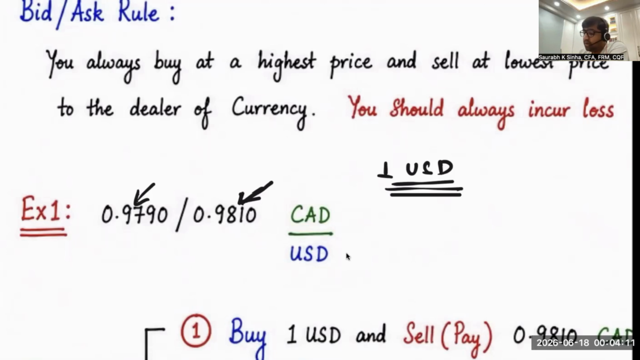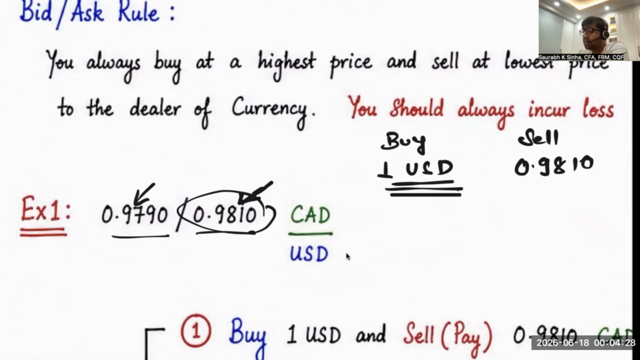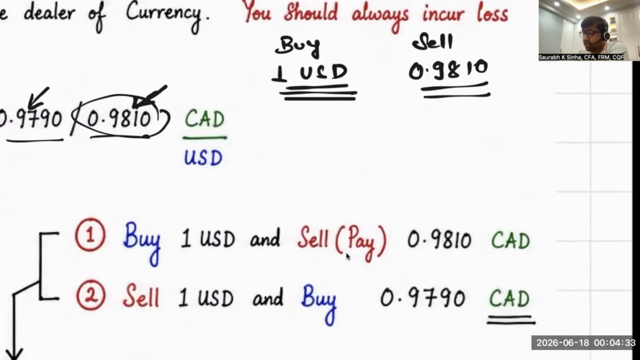If you want to buy 1 USD, then you need to sell higher CAD. Which one of them is higher? This one. So you have to sell more CAD, and therefore the answer is 0.9810. And that is what is written here. If you want to buy 1 USD, then you have to pay higher CAD.